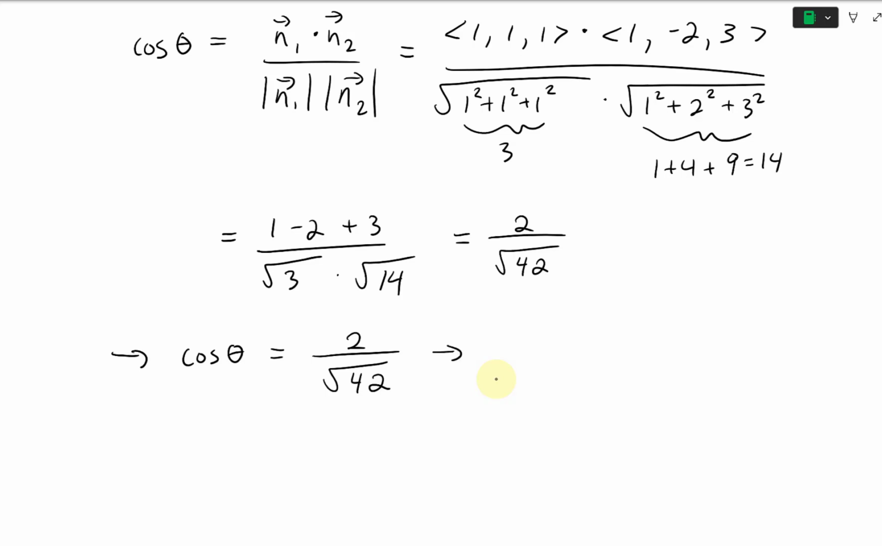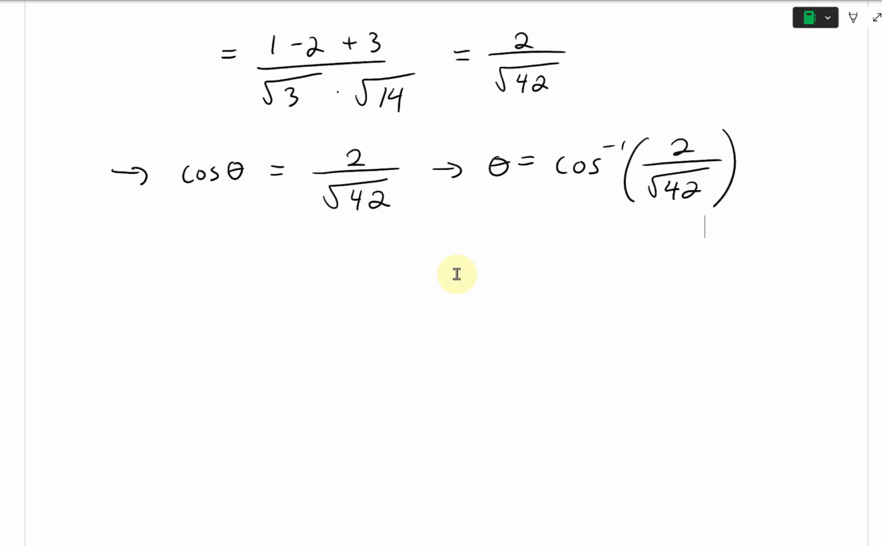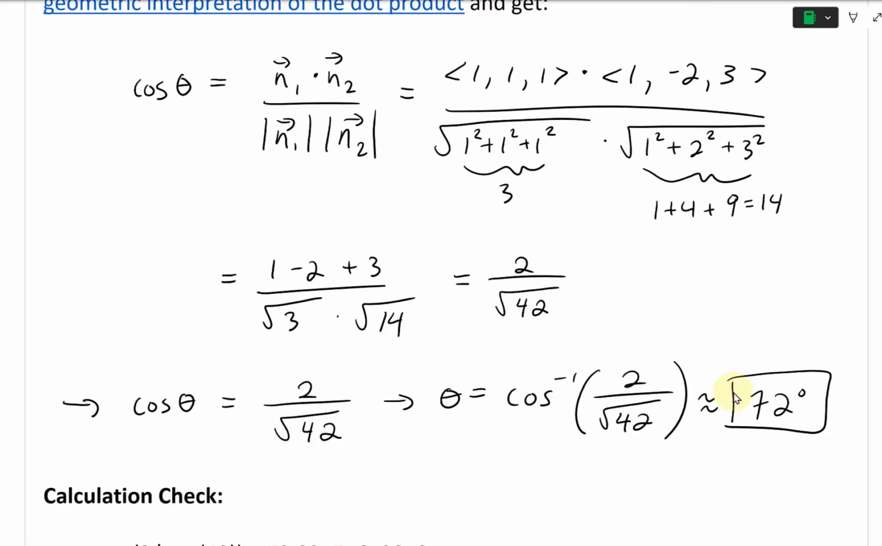So then for the angle theta, we could use the inverse of it, the inverse cosine or arc cosine of 2 divided by square root 42. If you plug this into the calculator, this equals roughly 72 degrees. Quite epic stuff here. I'm going to box this in. Alright, so that's 72 degrees.